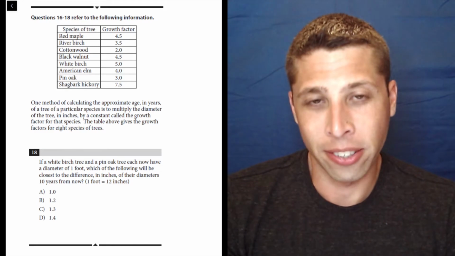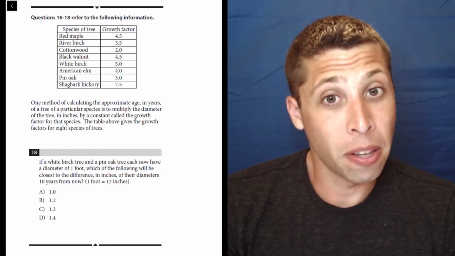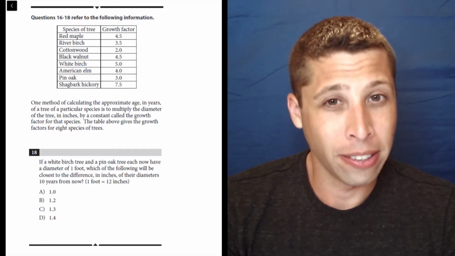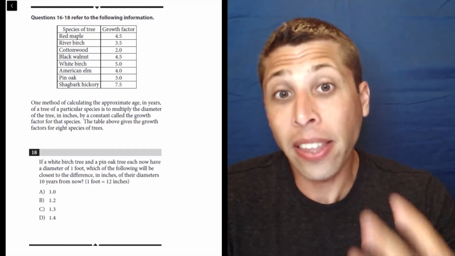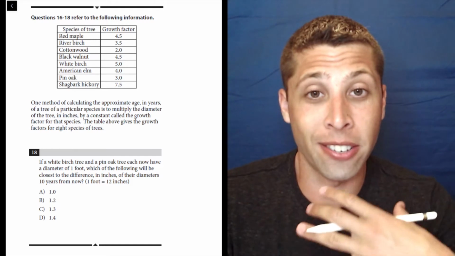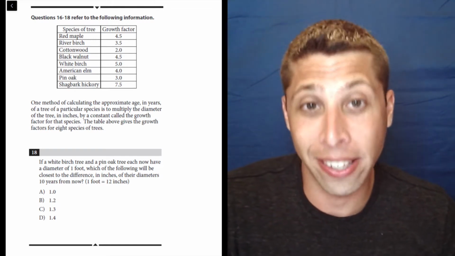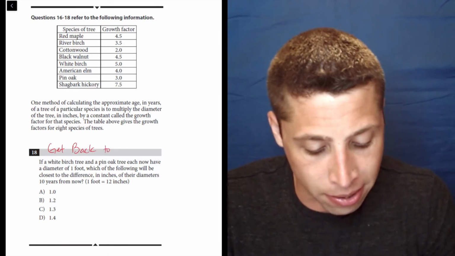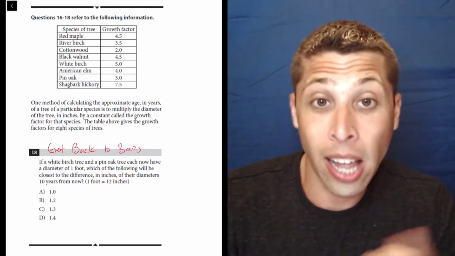There are a couple ways to solve this question. Some of them are more time consuming than others. I am going to show you the shortest way. At least I think it's the shortest way. Because I think it really gets to one of our strategies and uses it the way it's intended. So you've probably heard me use the get back to basics strategy a lot in my videos.